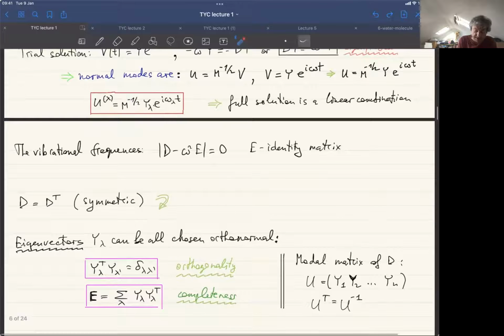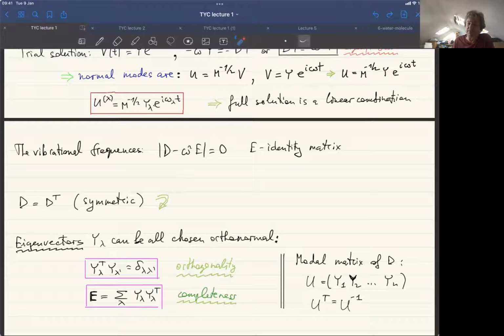And because the matrix D is symmetric, it's equal to its transpose, it's real and symmetric, we are guaranteed that omega squares are all real. We can't get imaginary or complex omega squares. They will be all real.